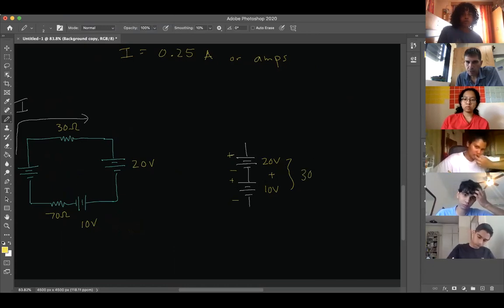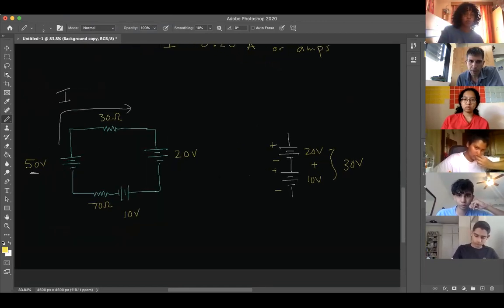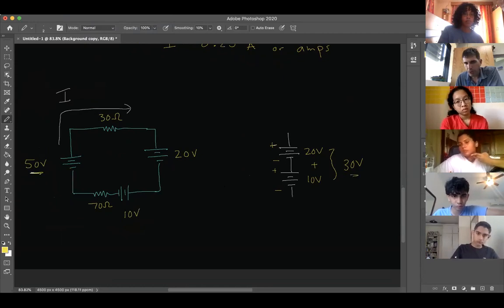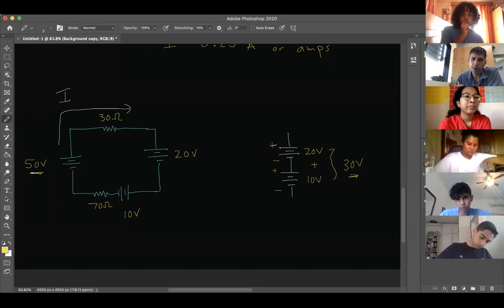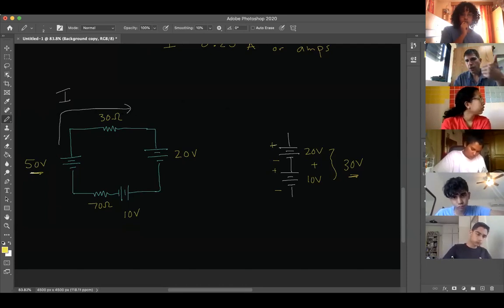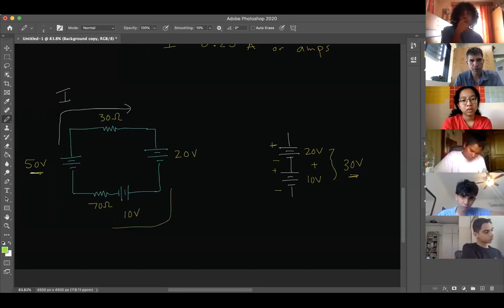All I'm doing that for now is to show you that 50 volts is a bigger voltage than 30 volts. So it should be the 50-volt battery, or voltage source, that's driving the current, that's causing the electrons in the wire to move in one direction. If you guessed the wrong direction, and said the current should flow the other way, that's completely fine.